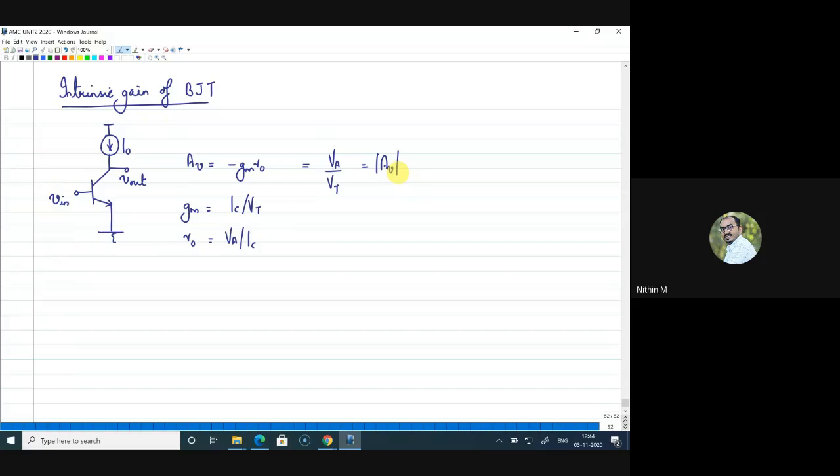Now, if you compare this with the intrinsic gain of a MOSFET, we will definitely recollect that for a MOSFET the intrinsic gain Av was 2VA by VOV. Right, it is gm r0, but gm for a MOSFET is 2ID by VOV and r0 is VA by ID. So your MOSFET intrinsic gain is 2VA by VOV. But anyway, we will see very shortly how this voltage gain is minus gm into r0 just by plugging in the small signal model over there, right? So this is the intrinsic gain.